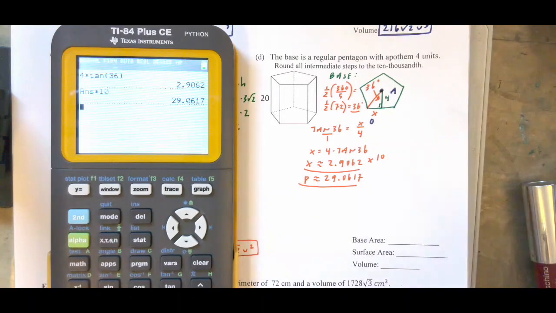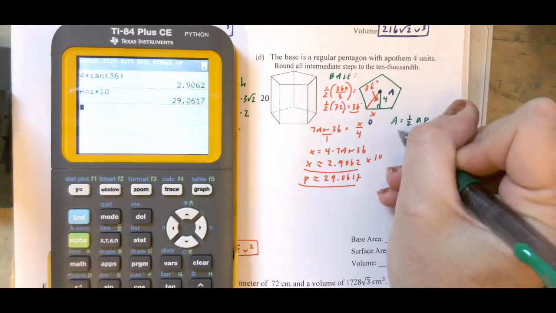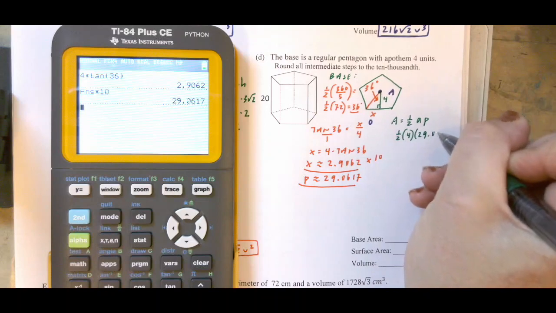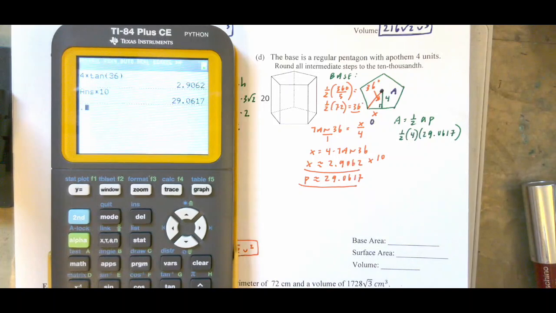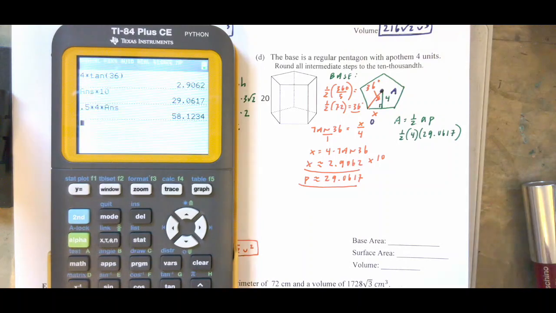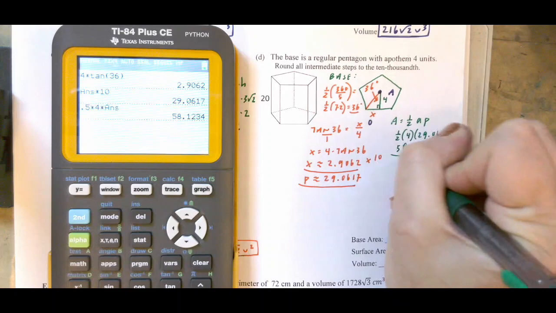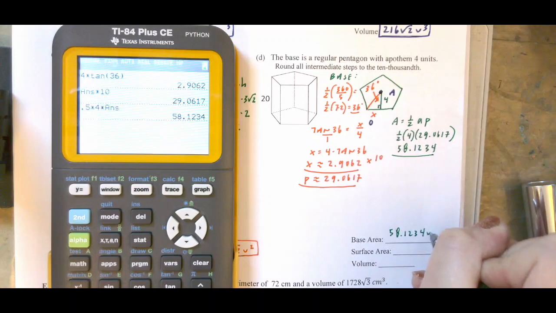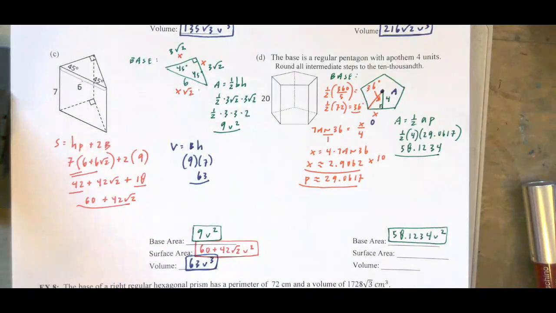So now if I want the area of my base, 1/2 apothem times perimeter, I'm saying half of 4 times this perimeter that I just solved for. If I keep it nice and precise in my calculator, I can say 1/2 times 4 times that previous answer stored. And that's going to get me 58.1234. That's my base area. And I'm only rounding at the end to the nearest 10,000th, 4 decimal spots. All right, so I'm good there.